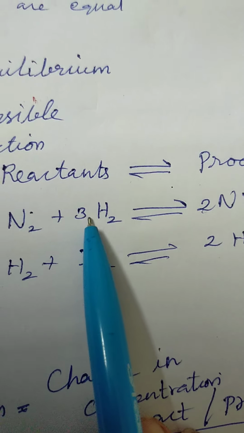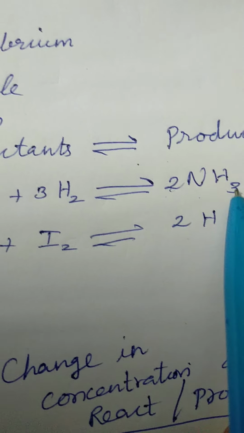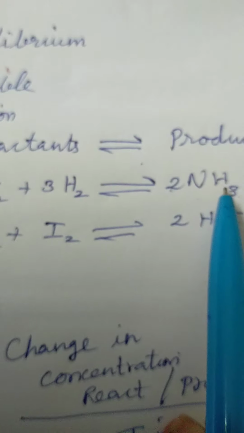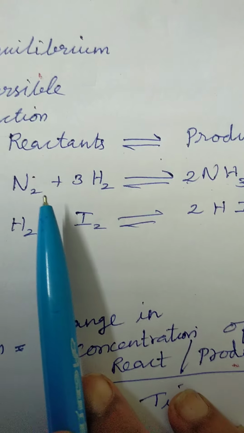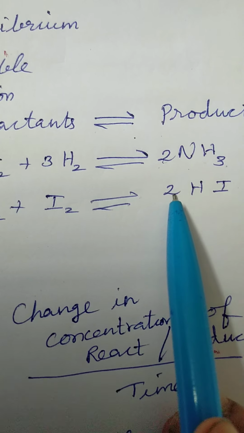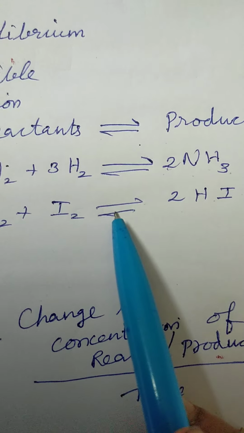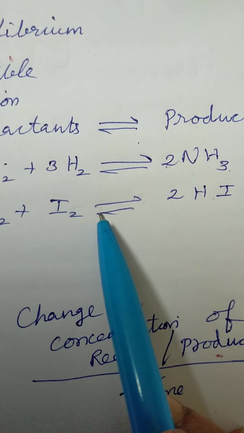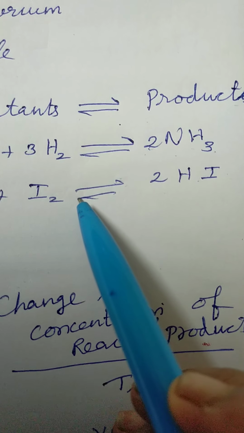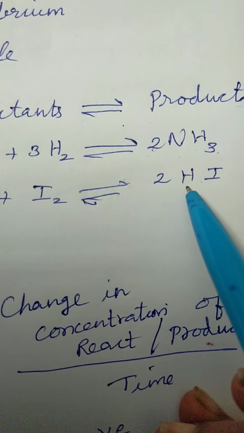Here N2 plus 3H2 gives 2NH3. Reactants can be converted into product, and at the same time product can be converted into reactants. H2 plus I2 gives 2HI. This double-headed arrow mark shows both the forward reaction and the backward reaction. This is a backward reaction, this is a forward reaction.